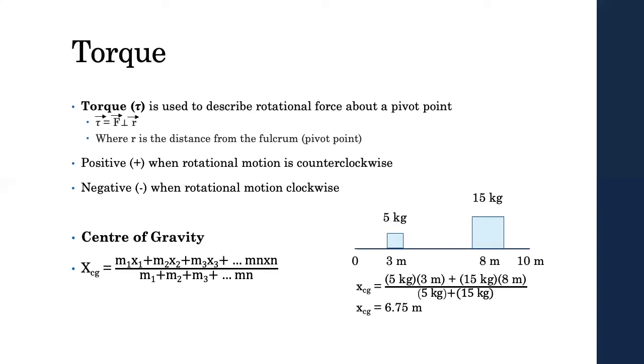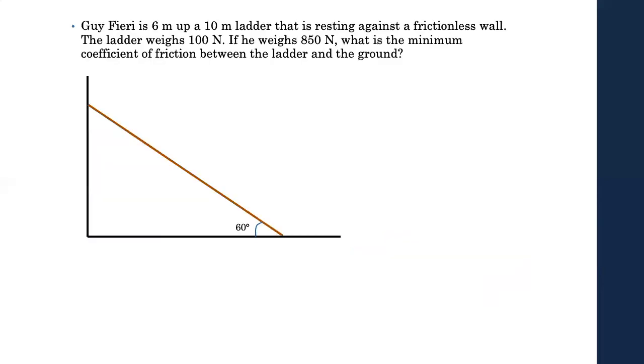So let's get into more practical applications of torque. Guy Fieri was in my mind when I made these. He's 6 meters up a 10-meter ladder that's resting against a frictionless wall. The ladder weighs 100 newtons. If he weighs 850 newtons, what is the minimum coefficient of friction between the ladder and the ground?